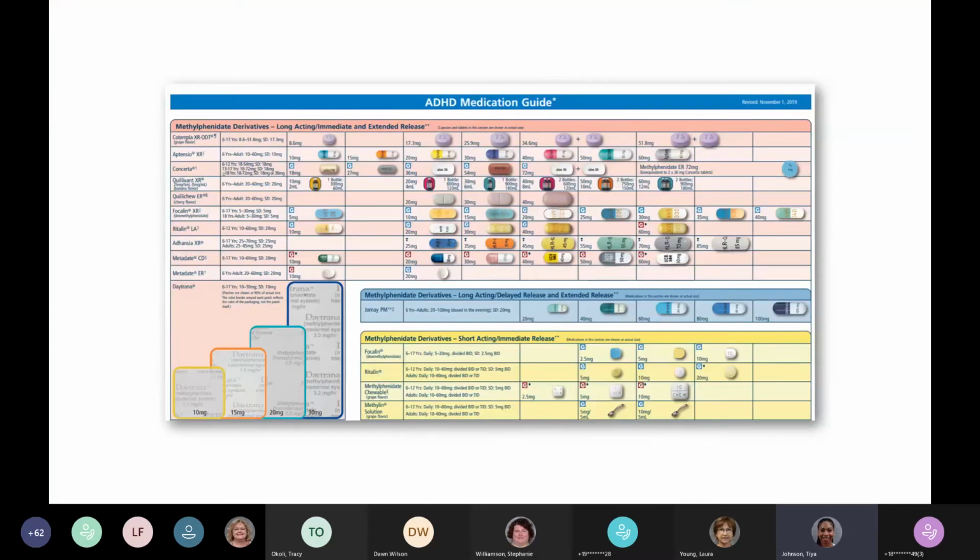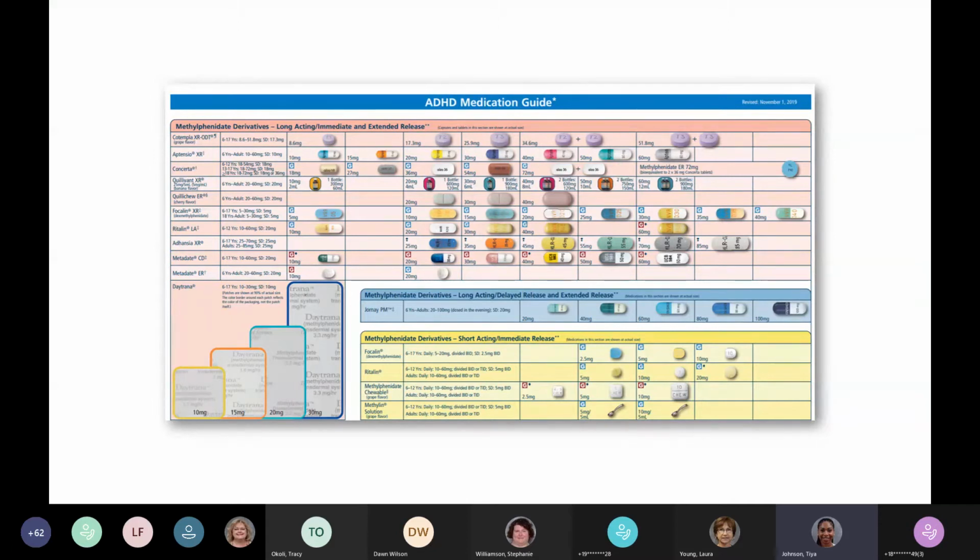It depends. I put this picture on the slide because this is from a website, www.adhdmedicationguide.com, and this was revised in November 2019. I love this. You can actually go on there and purchase this in a laminated form, and it has on one side, so this is one side of it. I use this in my fellowship program. We had them in our offices in my fellowship program.